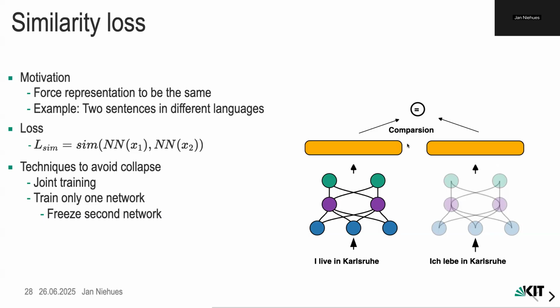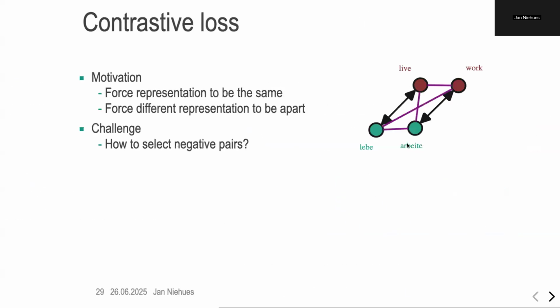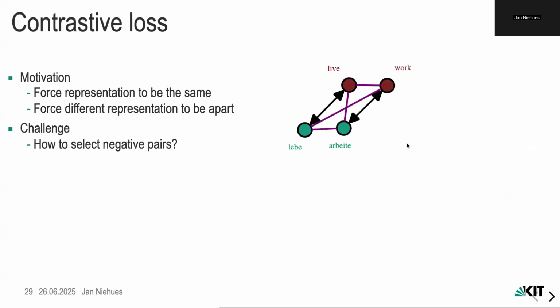Good. Any questions to that? Then we had the other idea that you already mentioned, and that is the idea of contrastive loss. So if we have our image again, we want that lebe and live are next to each other, and that arbeite and work are also next to each other. But also lebe and arbeite should be different, lebe and work should be different, life and arbeite should be different, and life and work should be different. So we're just having a loss which not only pulls things together, but also moves things which don't fit apart.